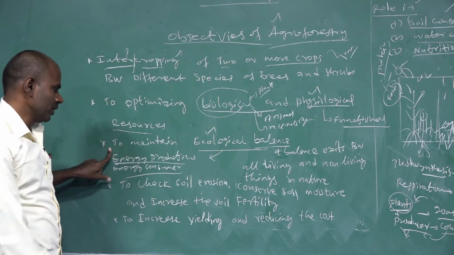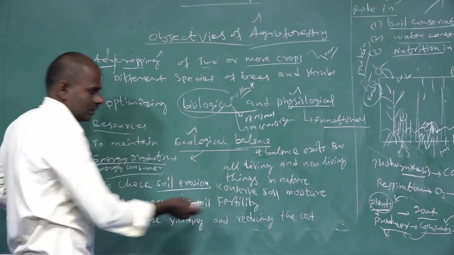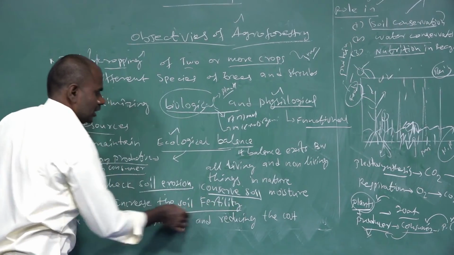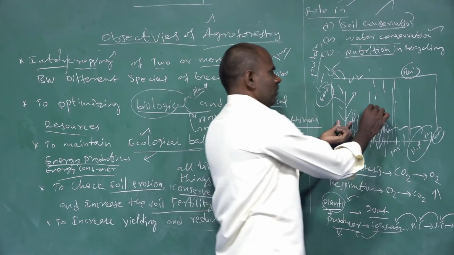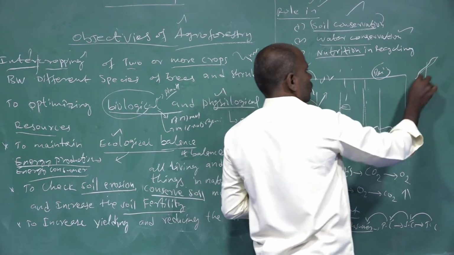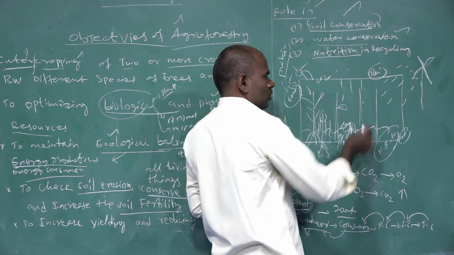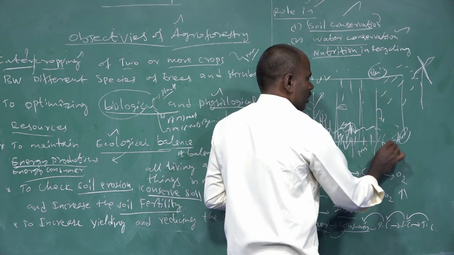And the third one is to check soil erosion, conserve the soil nature, and increase soil fertility. During the fall of the leaves, at the time of wind, the wind energy sources, the leaves fall down and organisms decompose them.